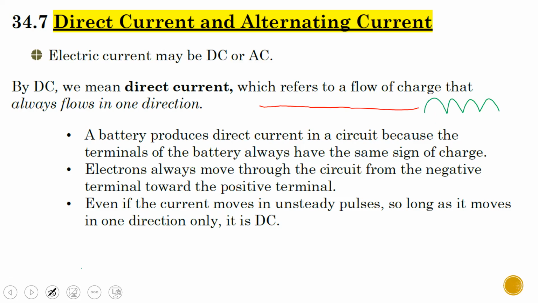Where do we have direct current? Direct current is in a battery. So inside a battery, we have a direct current. The current is flowing in one direction. It comes from the terminals of the battery. It moves in the battery from the negative to the positive terminal.